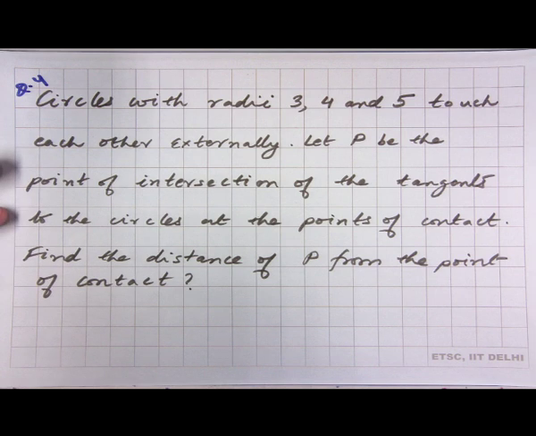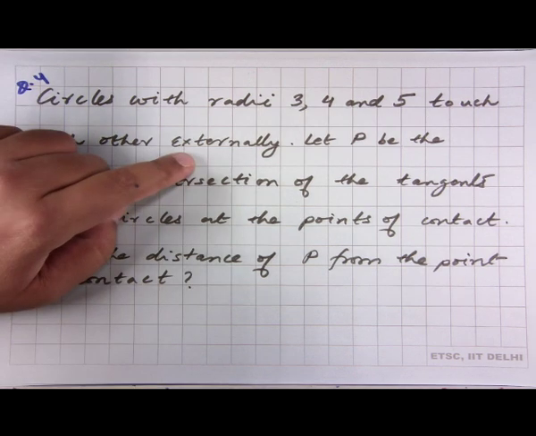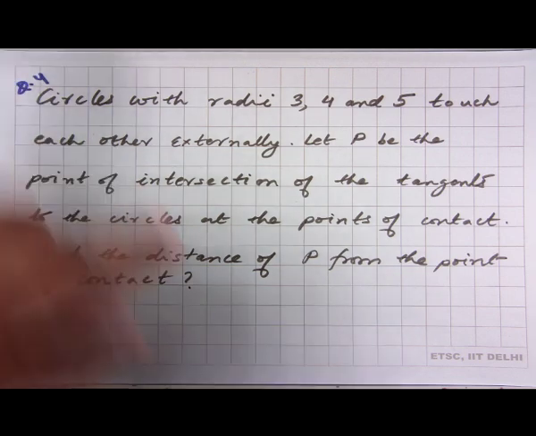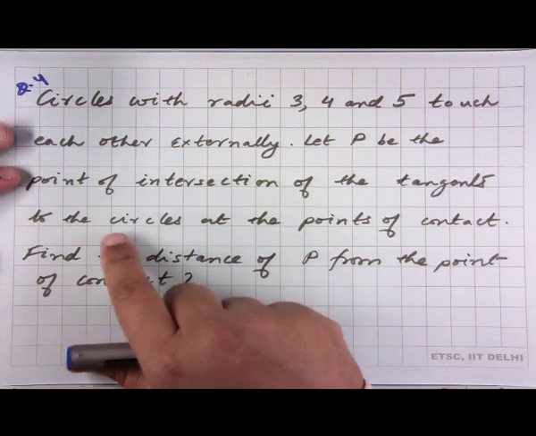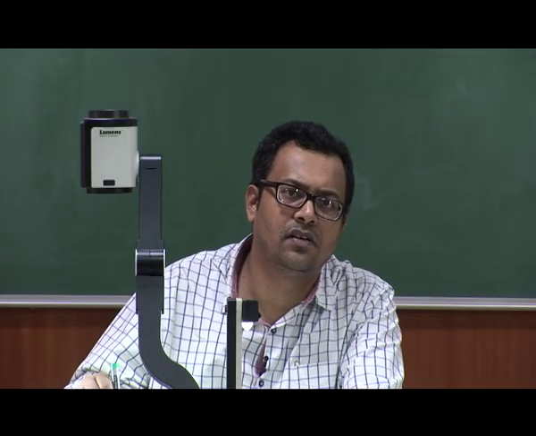In the question it is stated that there are three circles whose radii are 3, 4 and 5, and they touch each other externally. And let P be the point of intersection of the tangents to the circles at the points of contact. So, in this problem we have three circles. Let us draw these three circles one by one.